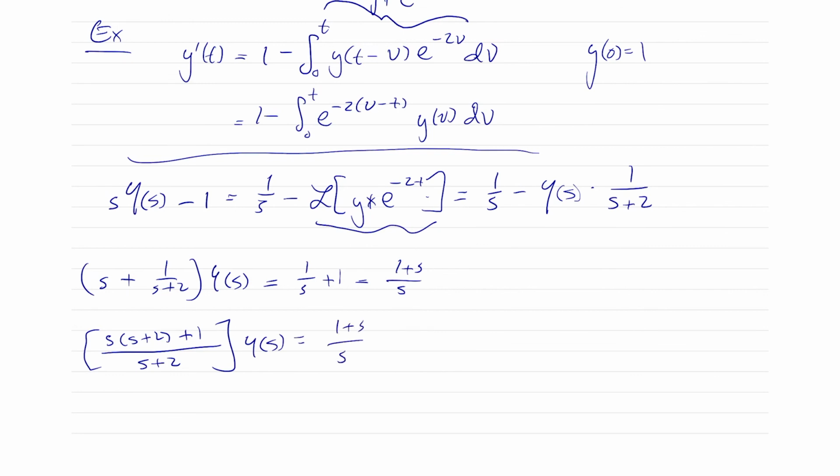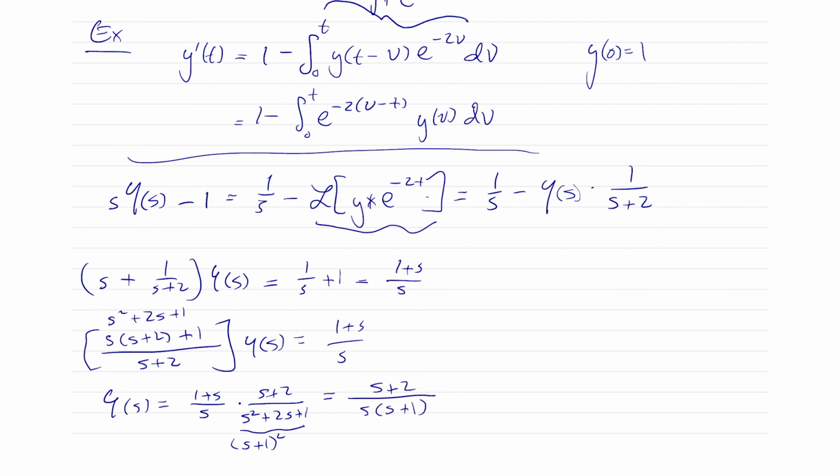All right, now let's do some work. So this is s squared plus 2s plus 1. And now we're going to divide, so we have Y of s is equal to 1 plus s over s plus s plus 2 over s squared plus 2s plus 1. We know that this is actually (s plus 1) squared. And so now this becomes (s plus 2) divided by s times (s plus 1), because one of these factors cancels with that one.